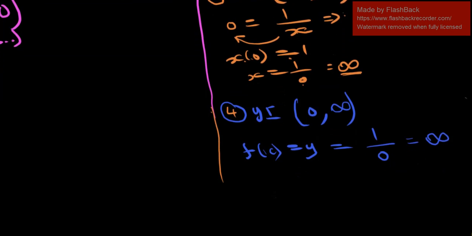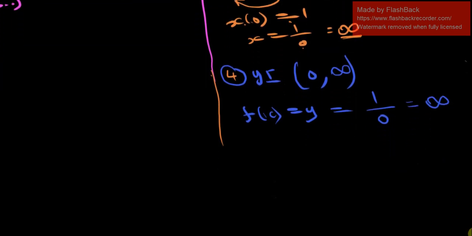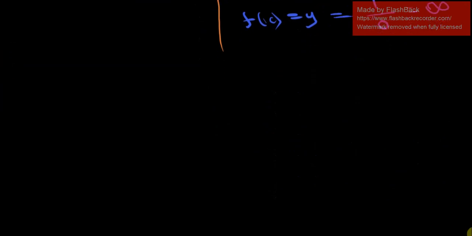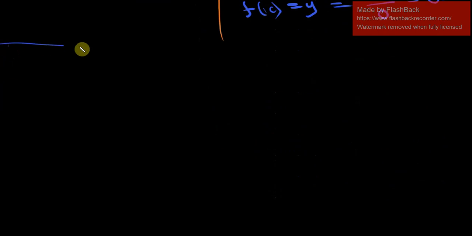So let's plot this graph. We have the vertical asymptote at x equals 0, and just plot that.